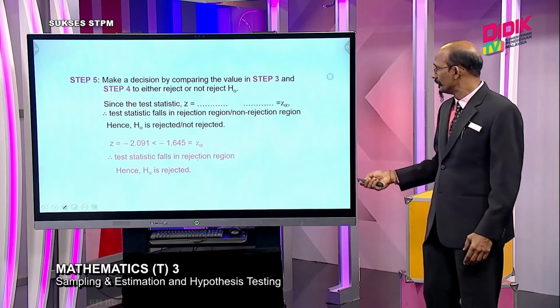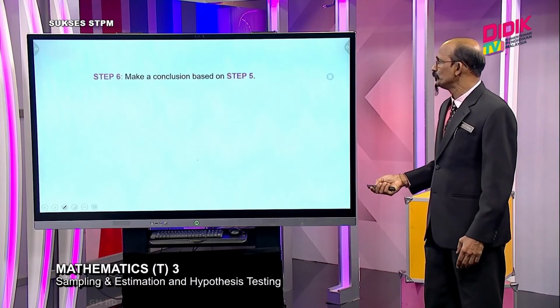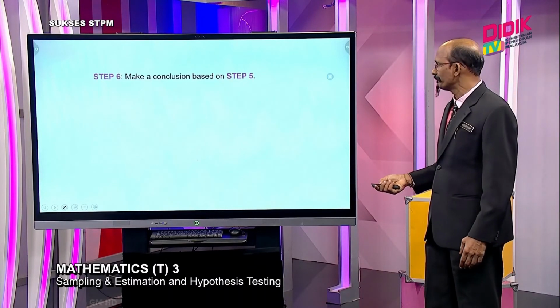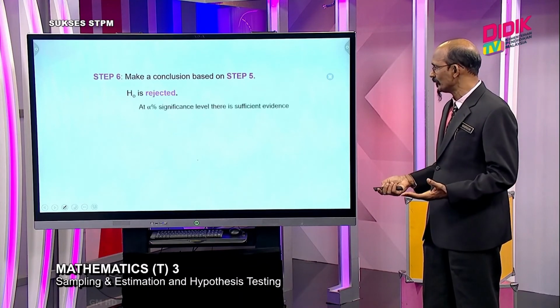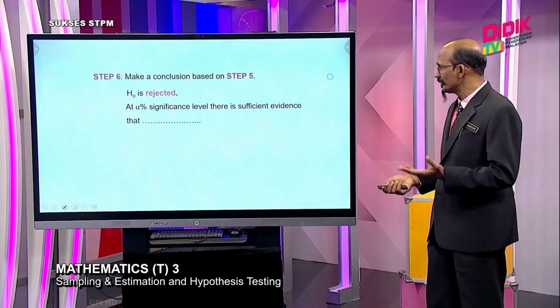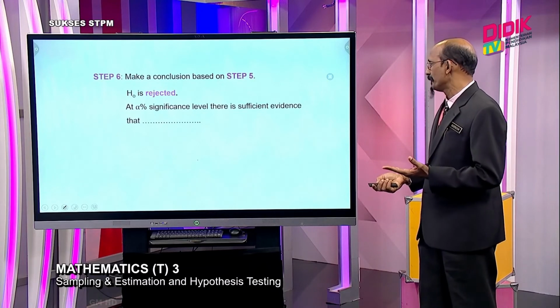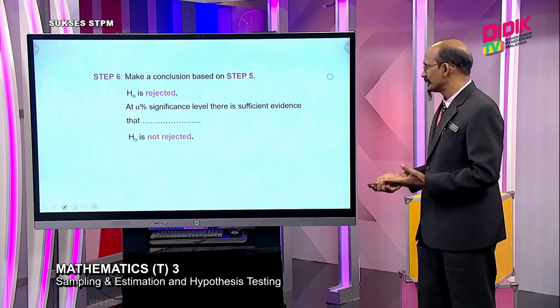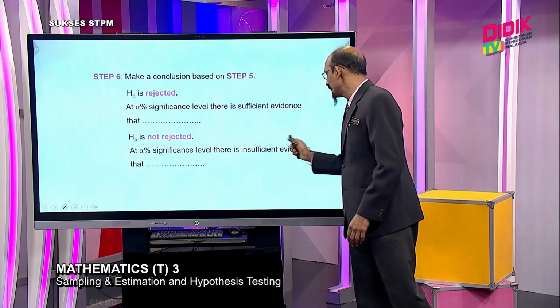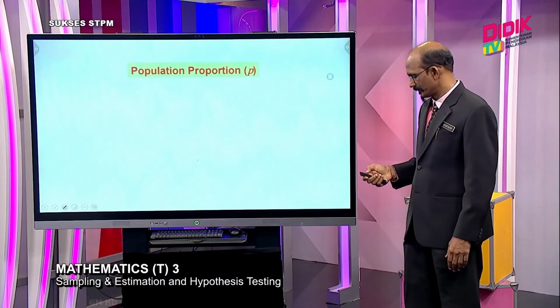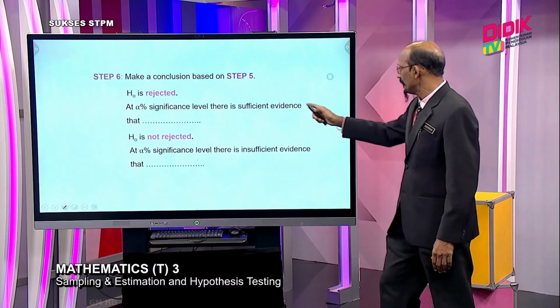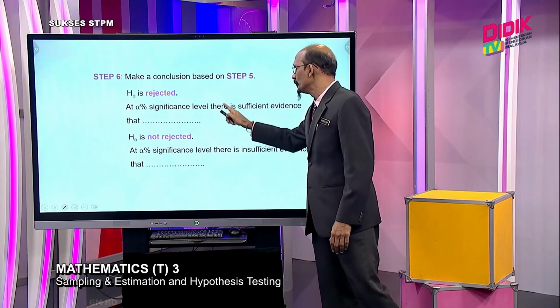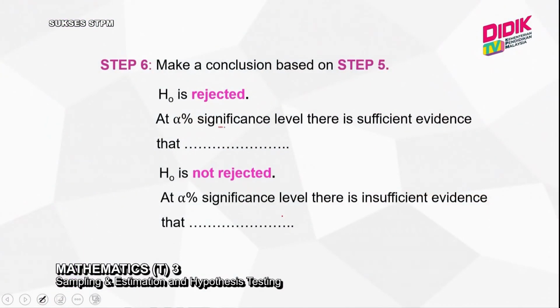Then, in the last step, you must do a conclusion, based on step 5, whether you reject or do not reject H0. If H0 is rejected, you have to write: at alpha % significance level, there is sufficient evidence that. If not rejected: at alpha % significance level, there is insufficient evidence that. So these 2 are important when you do a conclusion. You must have the words significance level and then sufficient evidence, or significance level and insufficient evidence.